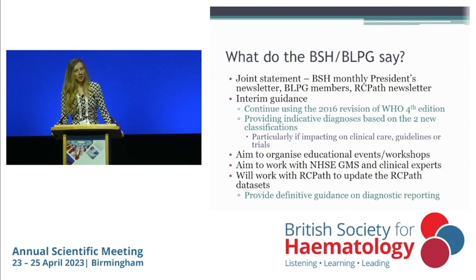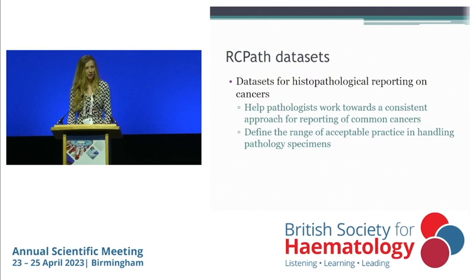Ultimately, the plan was to work with the RC Path to update the RC Path datasets, which will ultimately provide definitive guidance on diagnostic reporting. So the RC Path datasets, for those of you that don't know, are histopathological reporting datasets, which are available for all types of cancer through the Royal College. These help pathologists to work towards a consistent approach for reporting of common cancers. This is mainly from the laboratory reporting aspect. And they define a range of acceptable practice in handling pathology specimens.